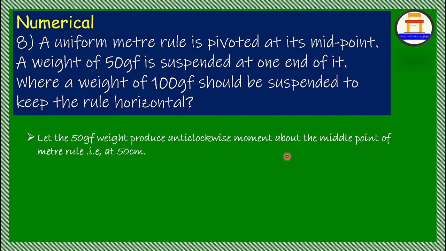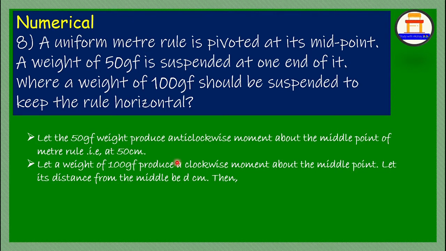This is our assumption. Let the weight of 100 gf produce a clockwise moment about the point, and let the distance from the middle be d centimeter. When the weight of 50 gf is suspended, it produces an anti-clockwise moment. When the weight of 100 gf is suspended, it produces a clockwise moment. From 50 gf to the pivot point it is 50 centimeter, and from 100 gf to the pivot point we are assuming d centimeters.